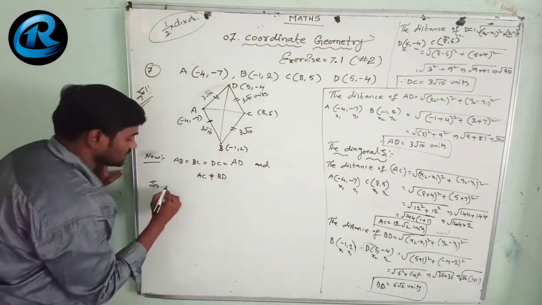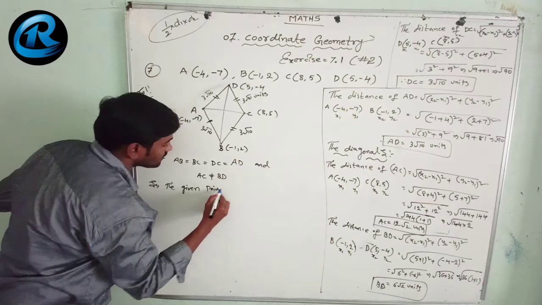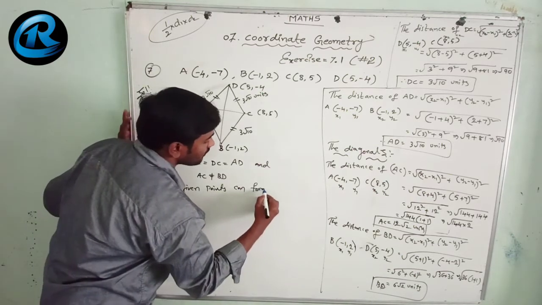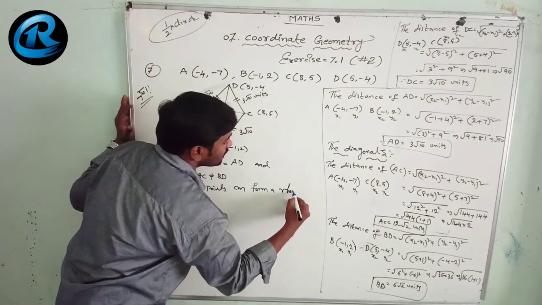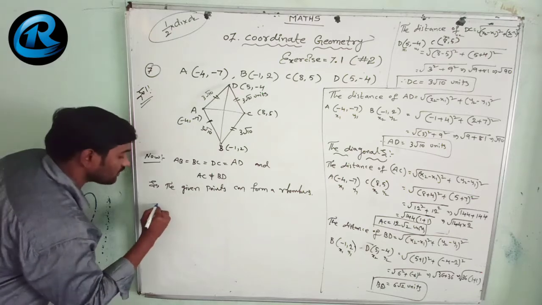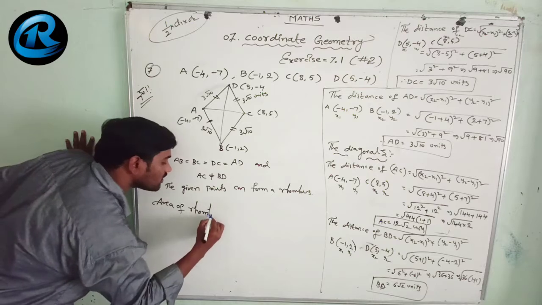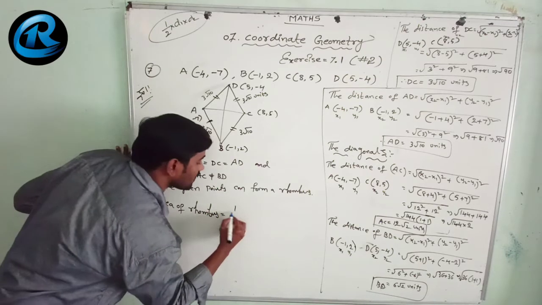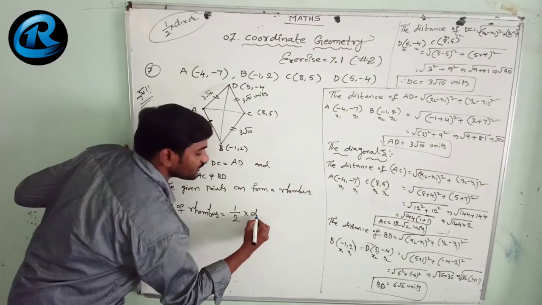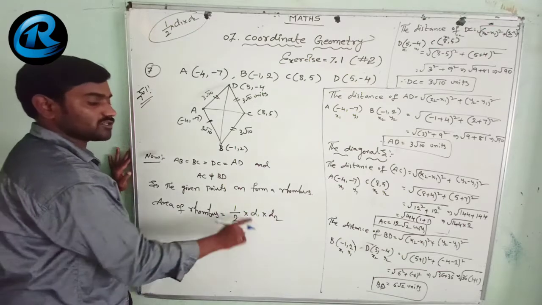So the given vertices ABCD, the given points, can form a rhombus. So we need to find out the area of the rhombus also. The question asks: if it forms a rhombus, write the area of the rhombus. So the area of a rhombus formula is 1/2 into d1 into d2, diagonal 1 into diagonal 2.